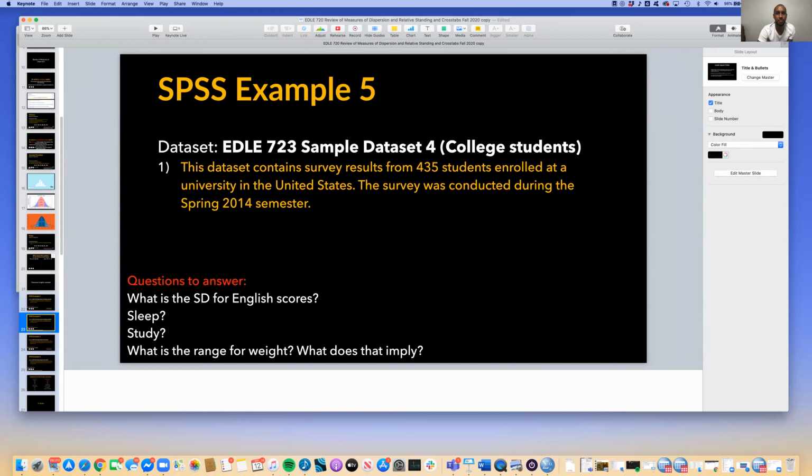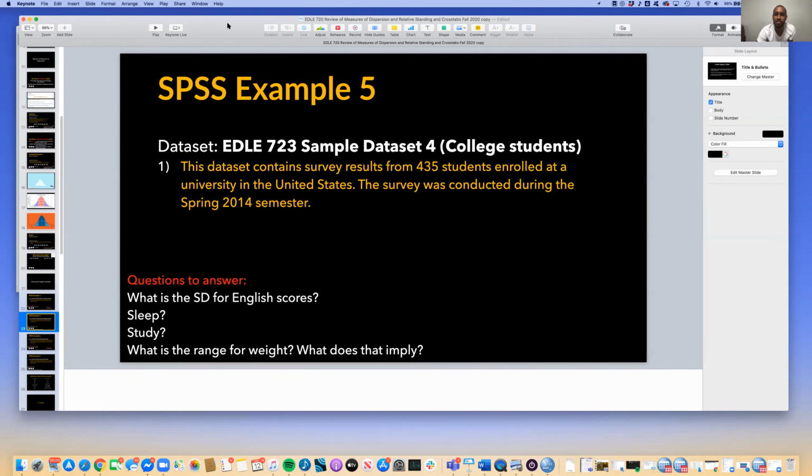Okay, cool. Let's do it. If you could do English and sleep, I'll do study and I'll do the range for weight. English and sleep. Yeah. And what am I finding? The standard deviation. Okay.